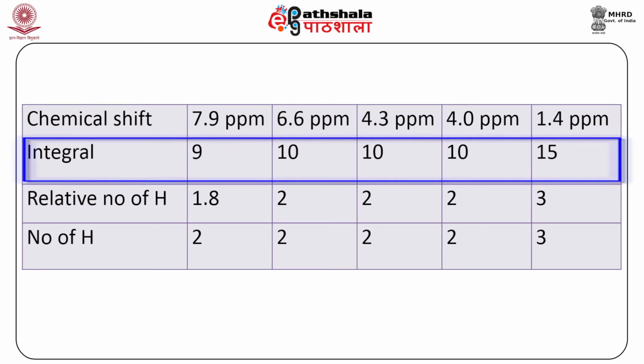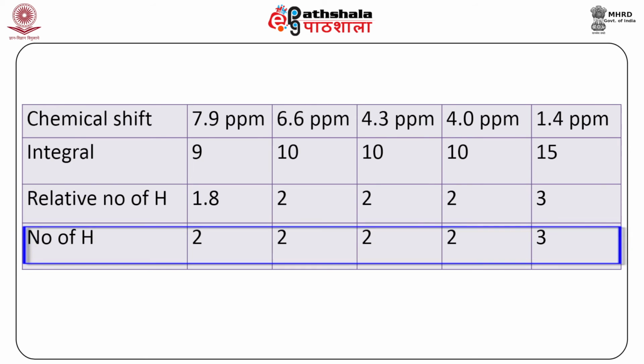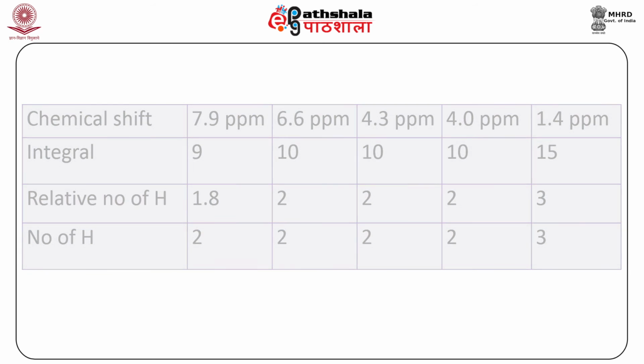The integrals calculated are 9, 10, 10, 10 and 15. This all divided by 5 gives us the relative number of hydrogens to be 1.8, 2, 2, 2 and 3. And if we look into the molecular formula and approximate these values, we find the actual number of hydrogens to be 2, 2, 2, 2 and 3, and this total works out to 11 protons, which is consistent with the molecular formula given to us.